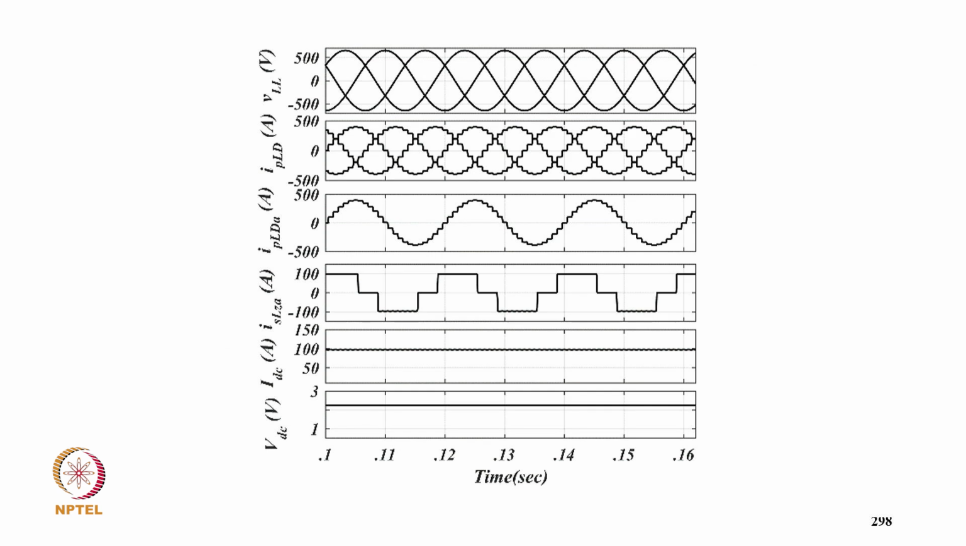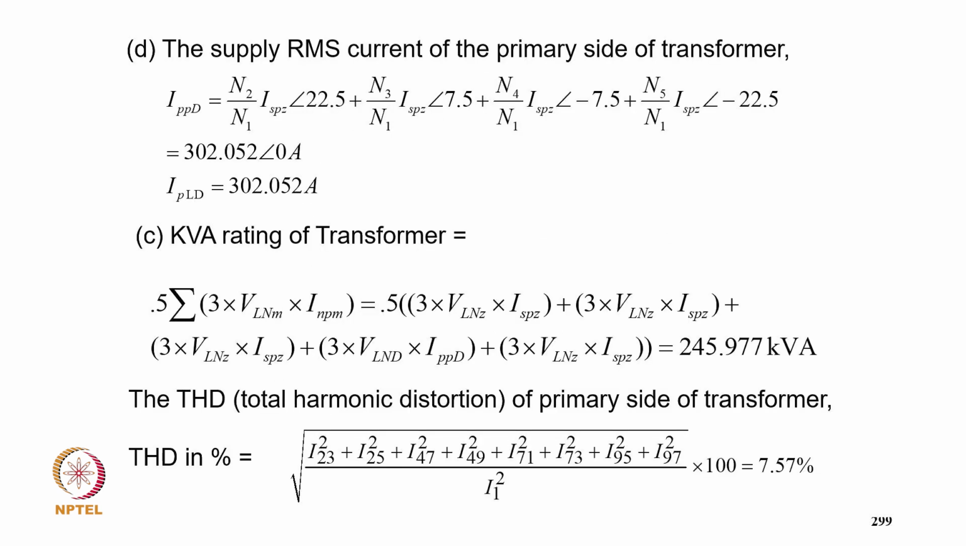And this is a simulated waveform: the supply voltage, then the supply current, one phase current, then the one bridge current, then the DC link current and DC link voltage. So coming to the supply current, the RMS current for the primary side is IPPD equal to N2 upon N1 IPZ 22.5, plus N3 upon N1 IPZ 7.5, plus N4 upon N1 IPZ minus 7.5, and N5 upon N1 IPZ minus 22.5. So it comes to 302.052 at the angle of 0 degree.